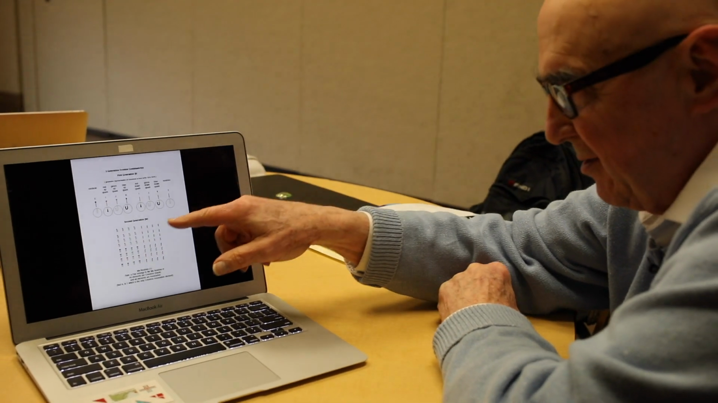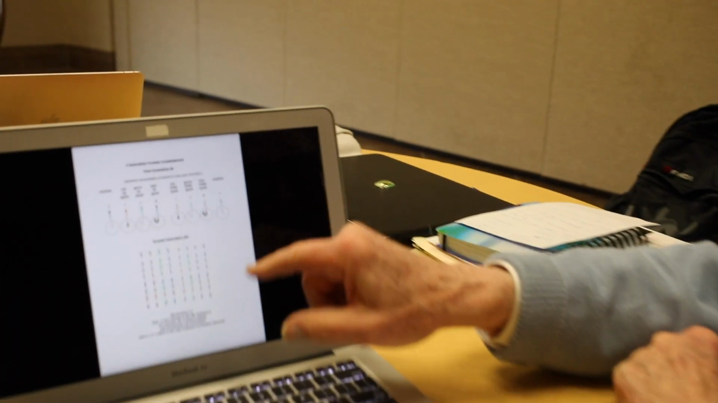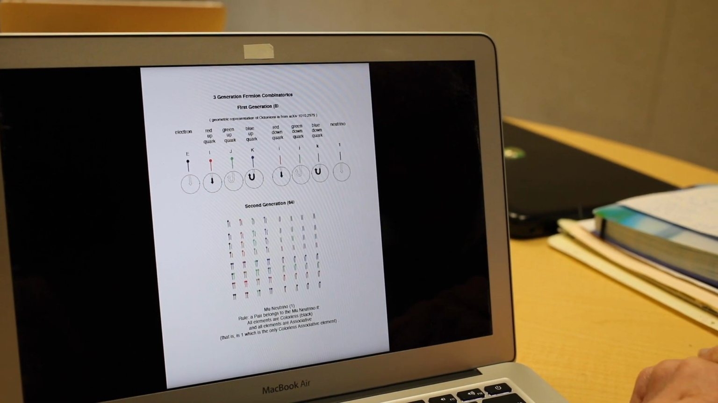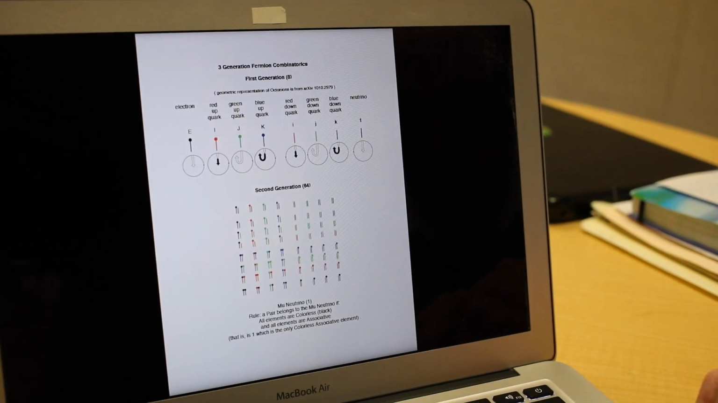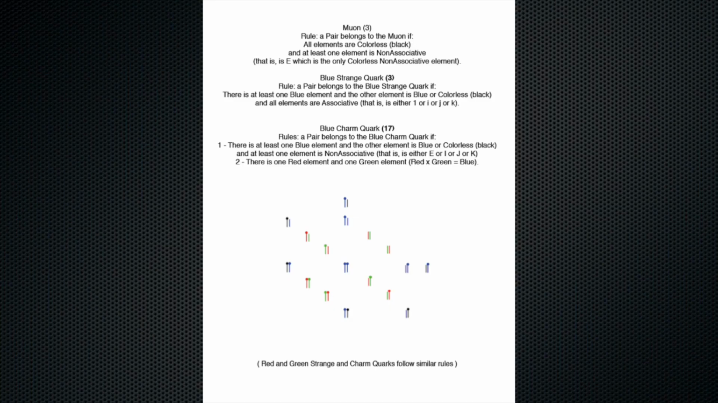So when you go to the second generation, it has pairs of octonions, which are pairs of these guys, and there are 8 of these guys, so there's 64 pairs, and here they are. And I have some combinatorial rules I use, which I'm not going to go into, but the combinatorial rules say that just one of these guys is going to be the neutrino, and only a few of them are going to be the muon. Then you have the strange and charm quarks, and they have others of the pairs.